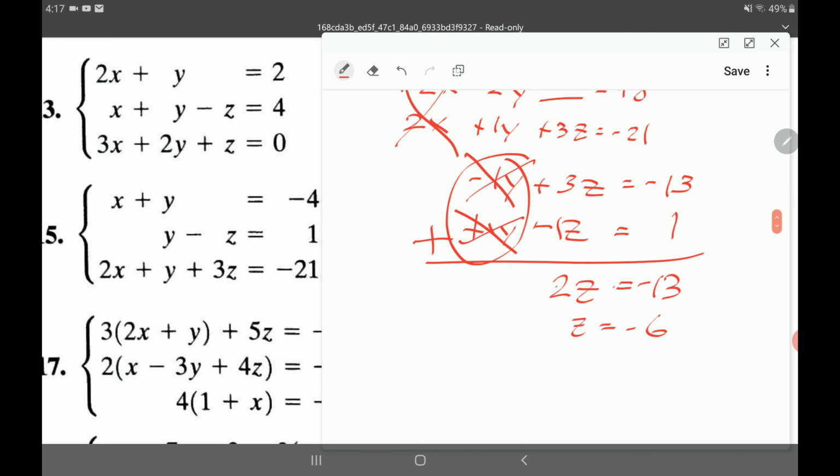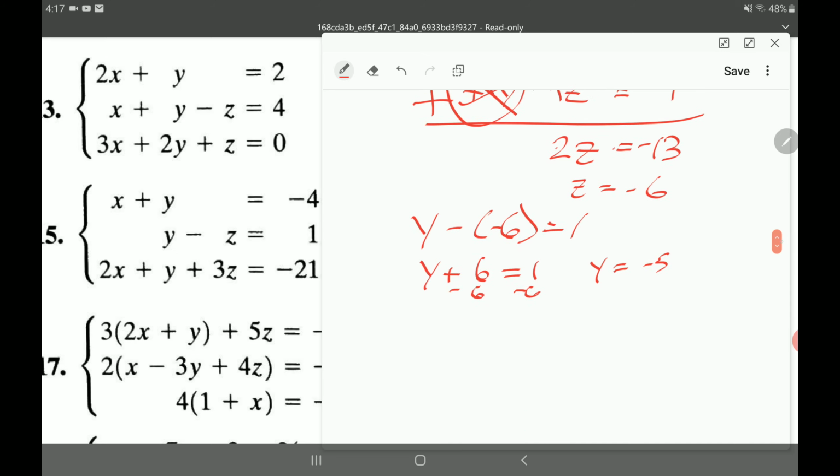So I'm going to plug that into this middle equation. Y minus a -6 equals 1, so y plus 6 equals 1. So subtract 6, we get y equals -5. So we have, don't know x, y is -5, z is -6.